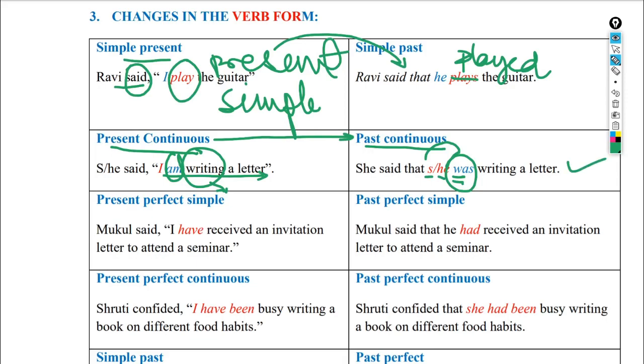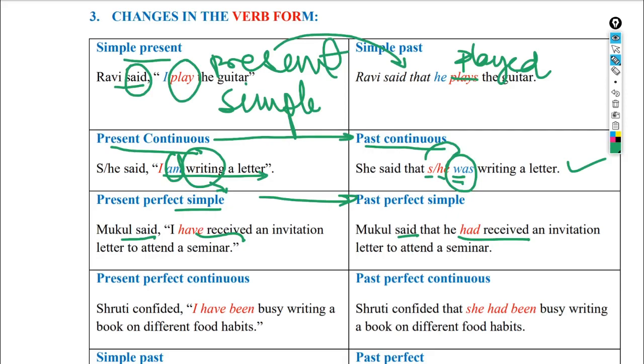In a similar manner, the present perfect tense will be transformed into past perfect. If it is I have received or I have done, that will be written as I had done. When it is reported, it will be he had done or she had done, whatever it is. Mukul said, I have received an invitation letter to attend a seminar. This is present perfect. That will be the past perfect. Mukul said that he had received an invitation letter to attend a seminar.